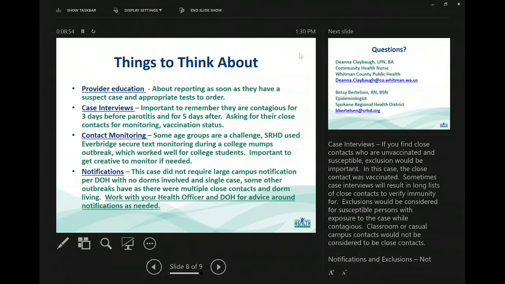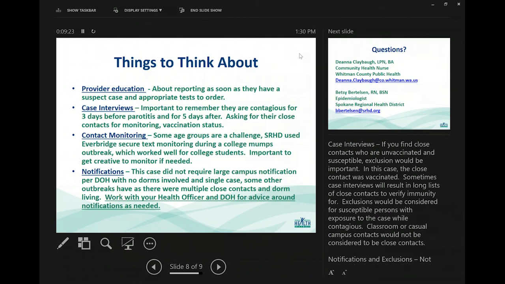And finally, with notifications, this case did not require large campus notification per Department of Health. There were no dorms involved. And again, it was a single case of mumps. There were some other outbreaks across the country. There have been multiple close contacts named in dorm living, and so notifications certainly were necessary to go larger at that point. So you would want to work with your health officer and Department of Health for advice around notifications as needed.